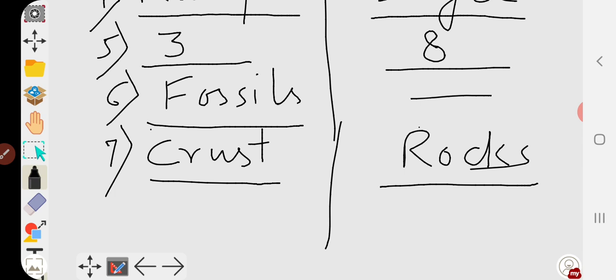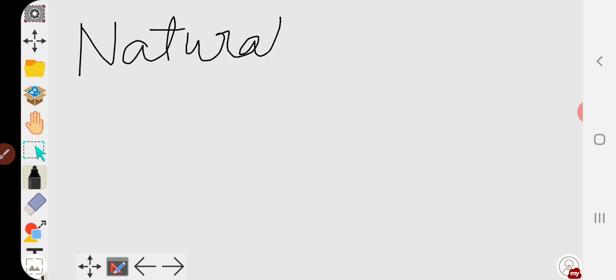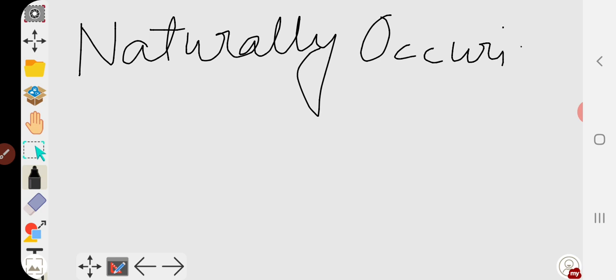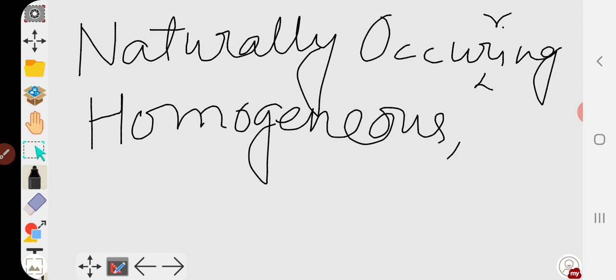Now let us proceed with the definition of the mineral. Now, how can we define a mineral? Minerals are naturally occurring. They occur naturally. They are not created by any sort of human activity. Now, it's homogeneous. As we studied in the difference, it is homogeneous. Then it has a definite chemical composition.